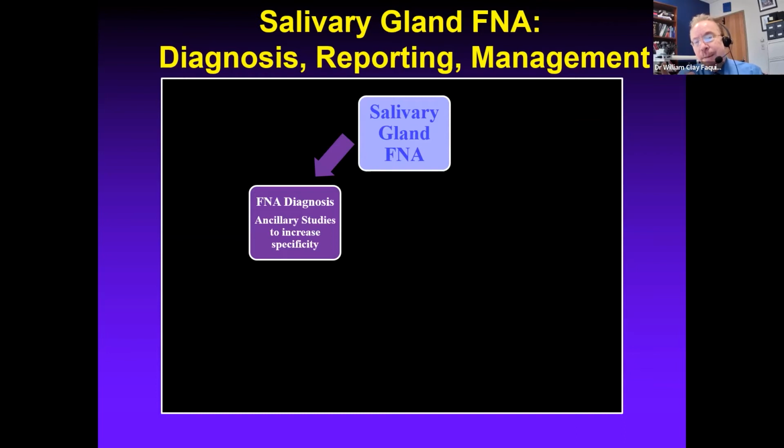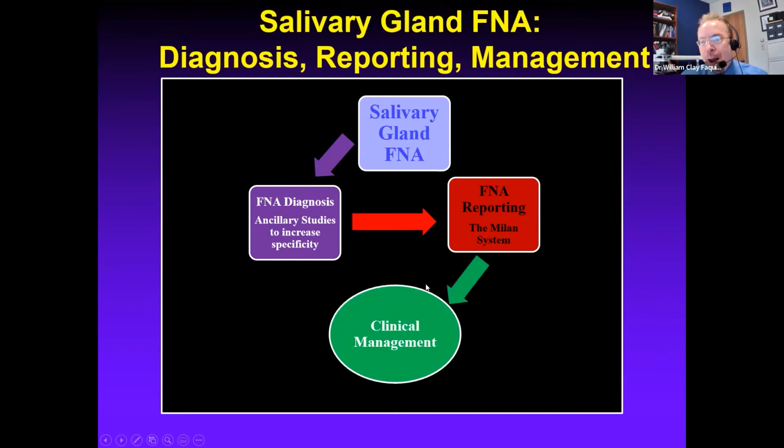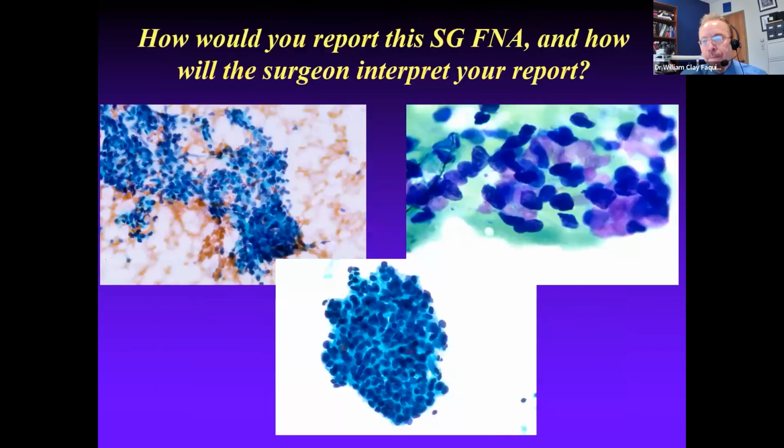The Milan system is really not telling you how to interpret the FNA. What the Milan system is doing is telling you how to report your interpretation to the treating clinician, so that we're all using a uniform terminology. And by having a uniform terminology, we feel like the patient can go to any institution, clinicians at different institutions can communicate with each other, and ultimately it's going to lead to better patient care.